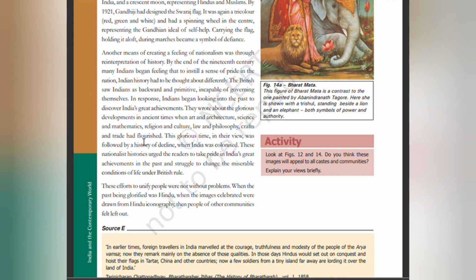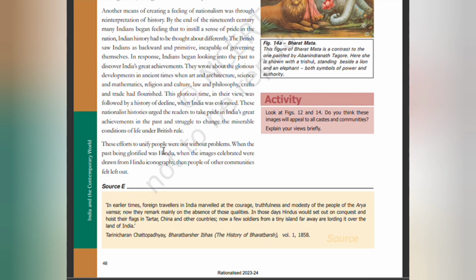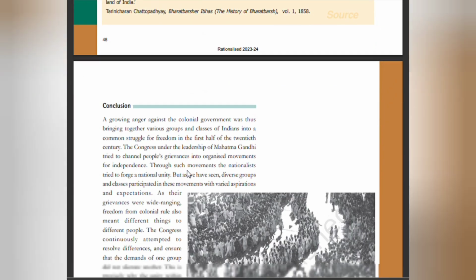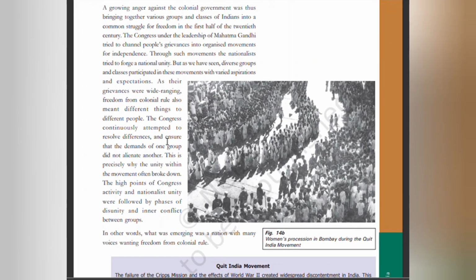This glorious time, in their view, was followed by a history of decline, when India was colonized. Nationalist histories urged the readers to take pride in India's great achievements in the past and struggle to change the miserable conditions of life under British rule. Efforts to unify people were not without problems. When the past being glorified was Hindu, and when the images celebrated were drawn from Hindu iconography, then people of other communities felt left out. Conclusion.